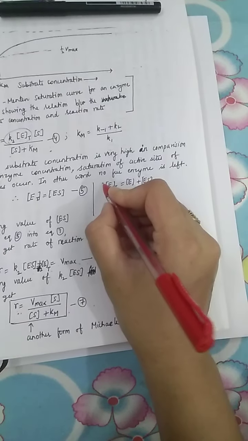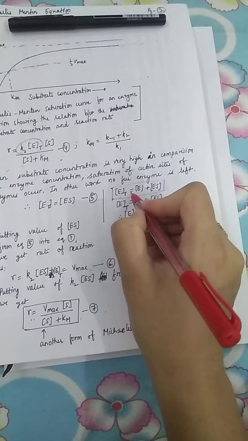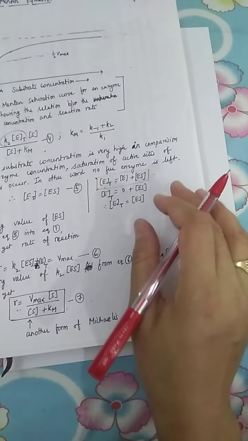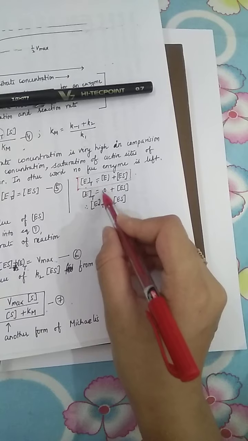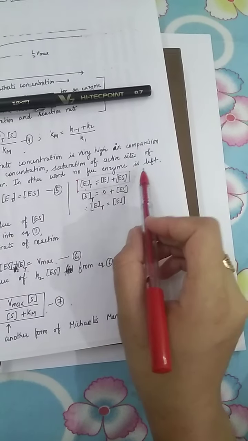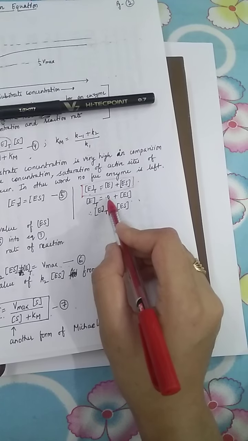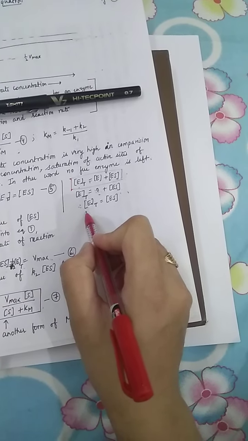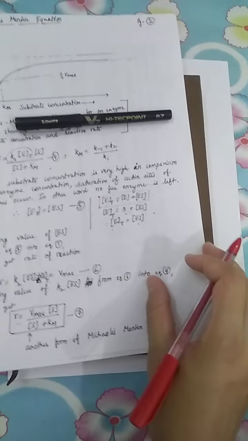Again we had this equation earlier, which is total enzyme concentration equal to free enzyme plus enzyme substrate complex. So when we have a higher concentration of our substrate, there is no free enzyme present because all the enzyme gets consumed in making the enzyme substrate complex. So our concentration of E becomes 0. So our total enzyme concentration becomes equal to the enzyme substrate concentration.